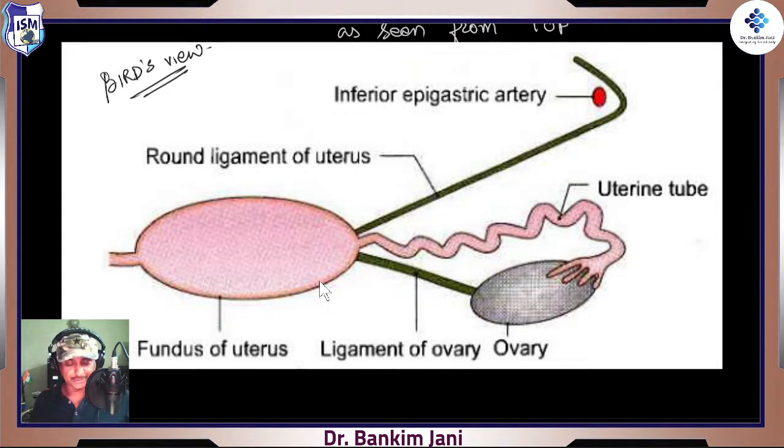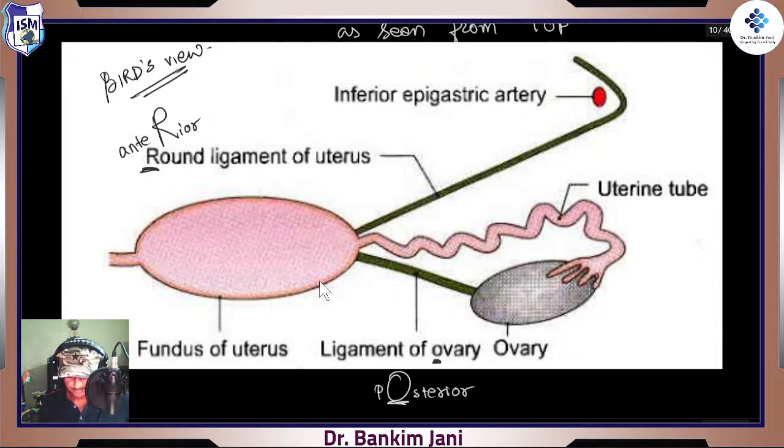See, no explanation is needed. We just write only one thing. This round ligament of the uterus is anterior. And this ligament of the ovary is posterior. So that is done. And see how nicely the uterine tube is there.